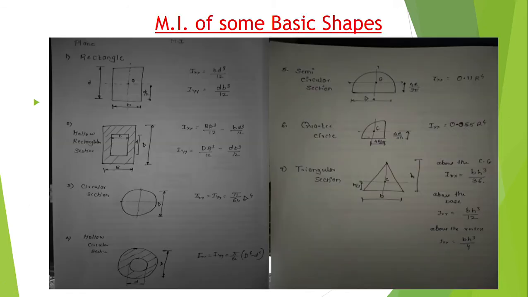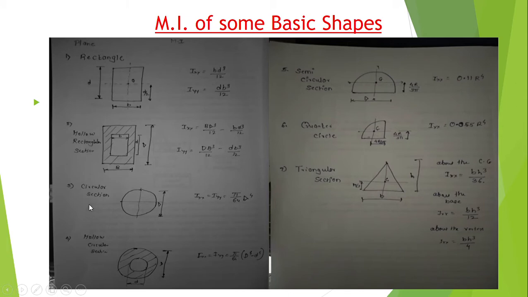Here I write some basic shapes and their formulas for moment of inertia. The first one is rectangular. The dimensions of the rectangle I have denoted by b and d. For Ixx it will be bd cube by 12. For Iyy it will be db cube by 12. The second one is hollow rectangular section. You can observe we have to subtract the smaller rectangular section from the larger rectangular section. So Ixx will be capital BD cube by 12 minus small bd cube by 12. For Iyy the formula changes: DB cube by 12 minus small db cube by 12.